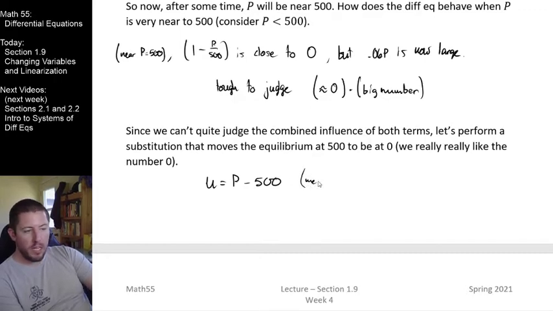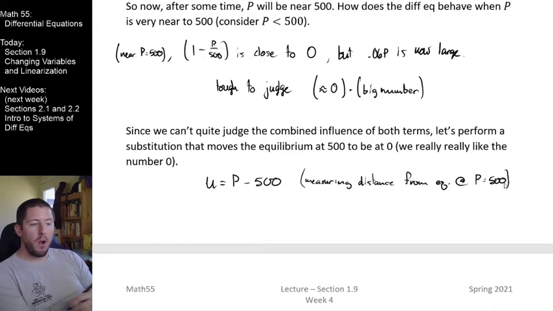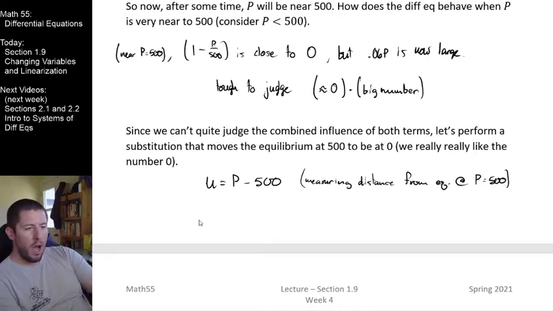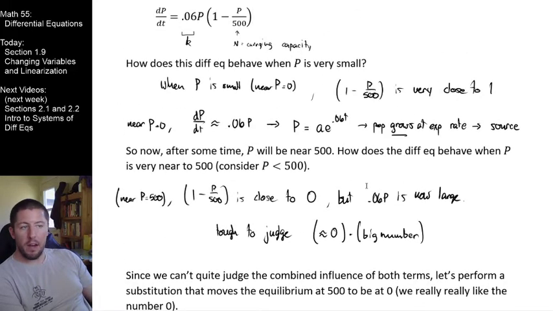Notice that this is measuring distance from the equilibrium at 500. Right? However far you are. If we're at 490, then this is going to say that u is negative 10, right? And so that's going to give us things like that we are only 10 away from that equilibrium that we're seeing right there, right? It seems then like I could also get my du dt just as straight up equal to dp dt. And so it looks like this is a substitution that I can now make relative to my original differential equation.